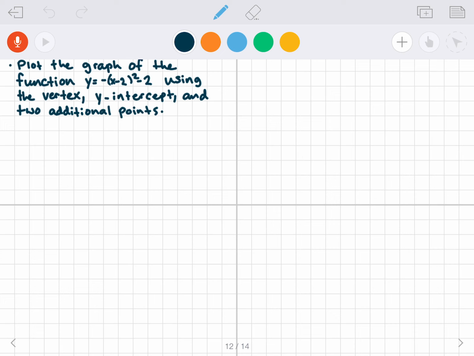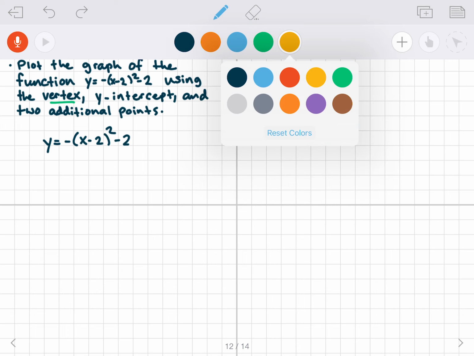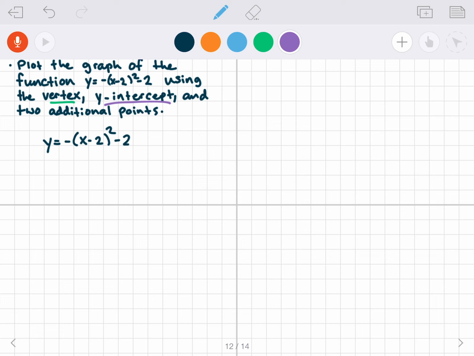All right, let's try another one. So we want to plot the graph of y equals -(x minus 2) squared minus 2 using the vertex, the y-intercept, and 2 additional points. So first thing I'm going to do is figure out what the vertex is. Now I am in vertex form. So for the vertex, I can see that h is going to be 2 and k is going to be -2. So I can plot that out. When x is 2, y is -2.